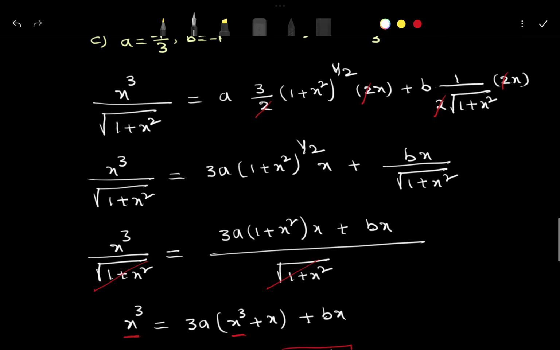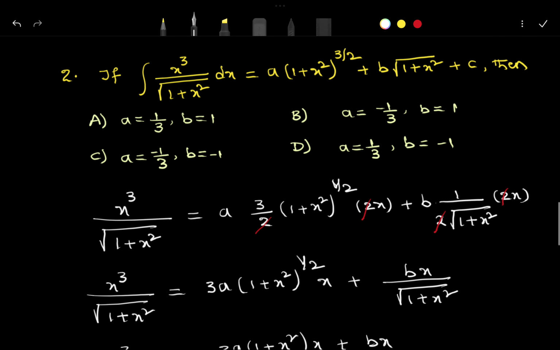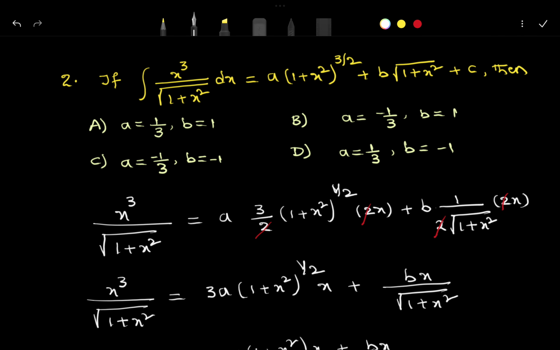a is equal to 1 by 3 and b is equal to minus 1. Which option in the given ones? D is the correct answer. I hope this problem is also very clear to all of you.